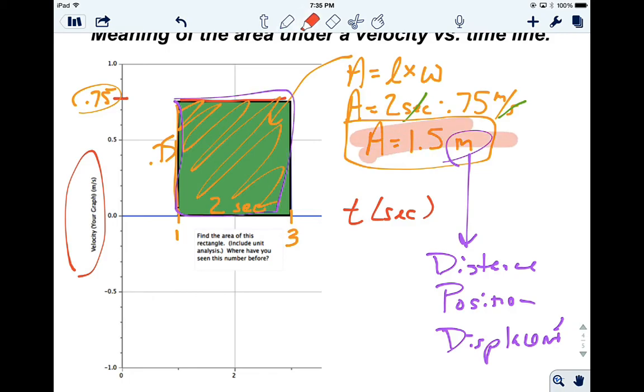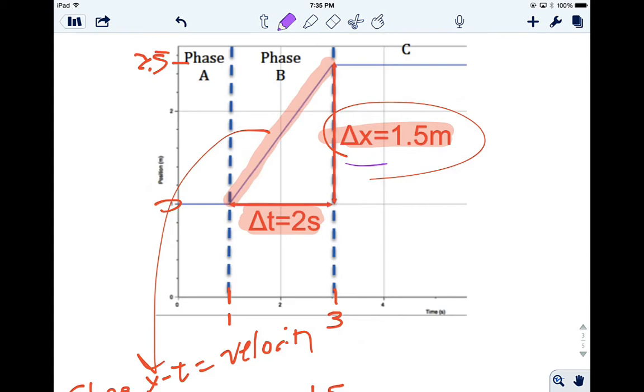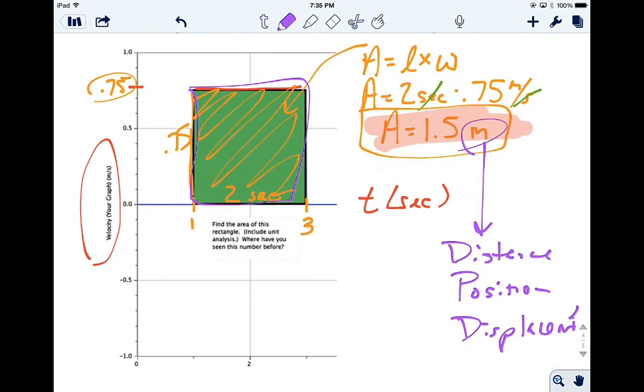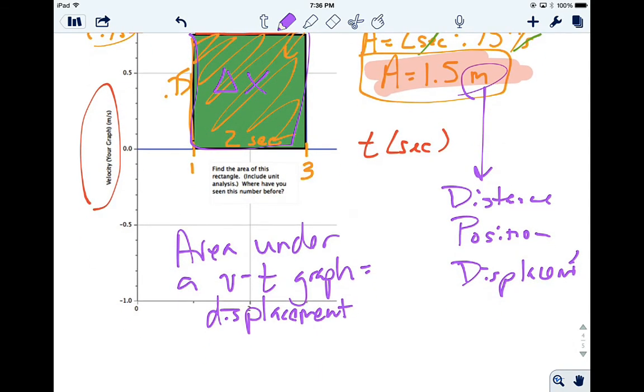So let's think about this. Where have we seen this number, the 1.5 meters? Here it is. 1.5 meters was our displacement. Coincidence? I think not. So in other words, this area is actually our delta x. The area under a velocity versus time graph is equal to the displacement of my object. And in this case, it was 1.5 meters. In other words, you moved back 1.5 meters during those 2 seconds.